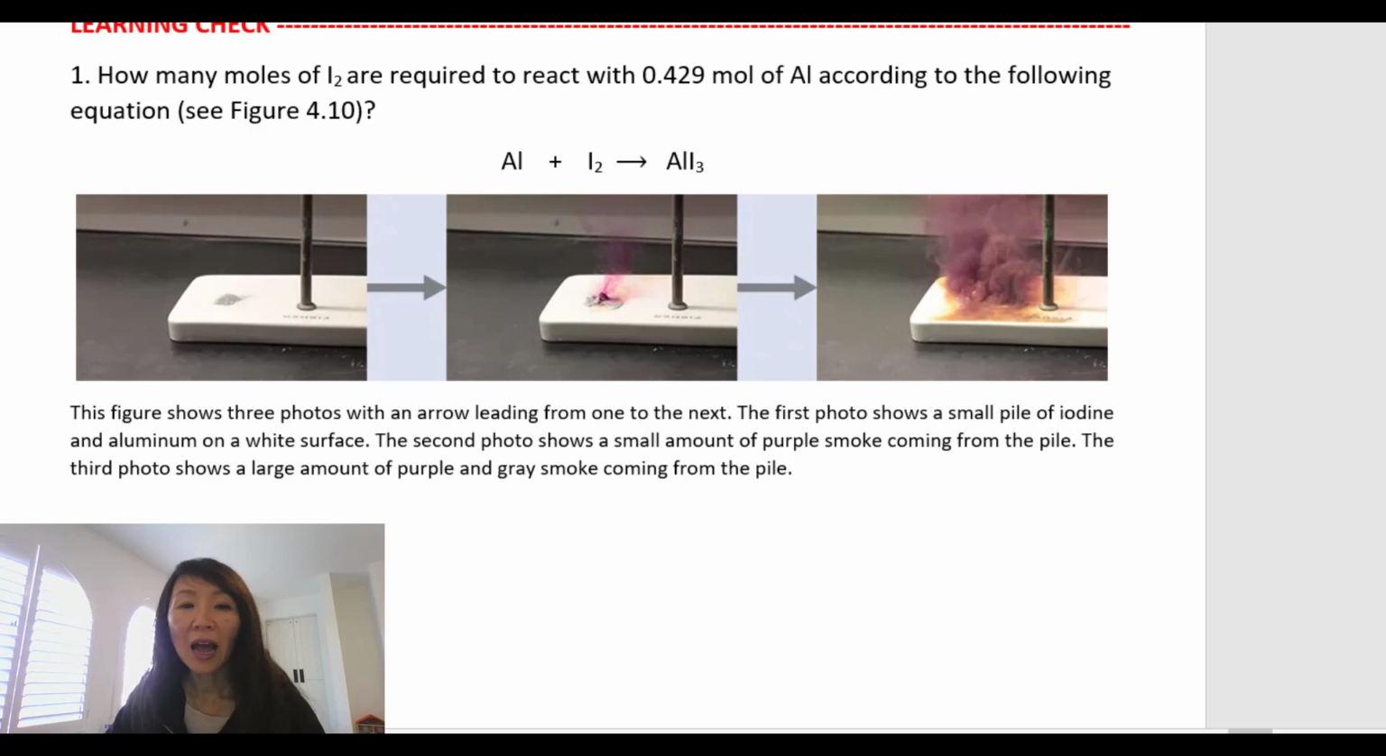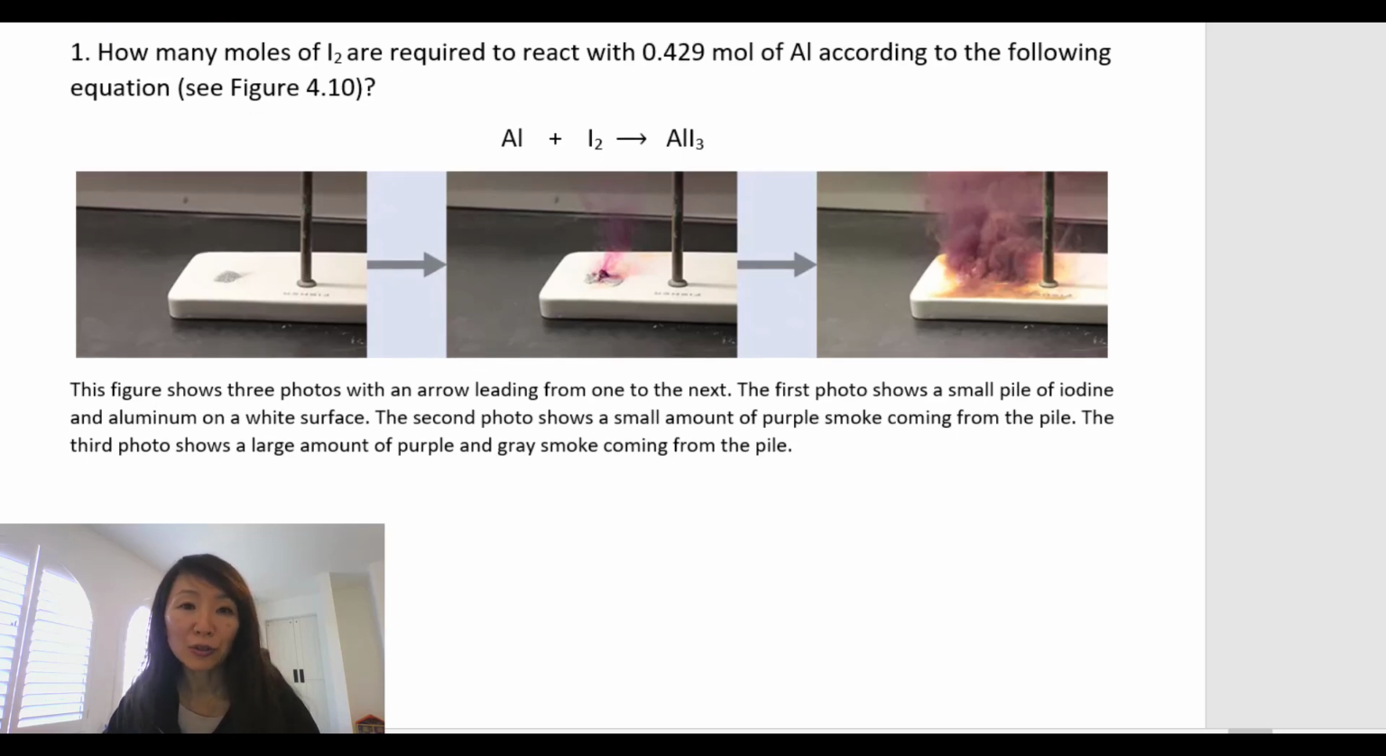Here it says, how many moles of I2 are required to react with 0.429 moles of aluminum according to the equation? To prevent you from being confused, this right here is I2. Sometimes it looks a little different. And this is AlI3. So balance this equation and then come back. So here is the balanced equation, 2, 3, 2.